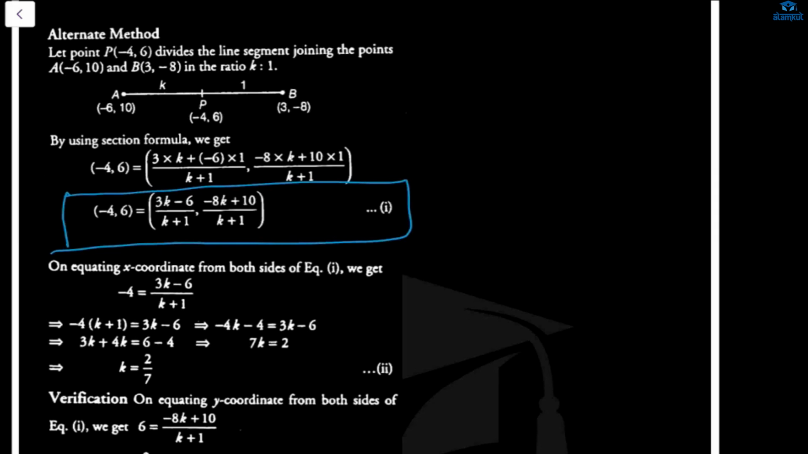Ma'am, which method is easier? Ma'am, I feel like this one is better than that one. See, whichever way you feel like, you can do it that way. If you want to do it in this way, the workload is the same only, okay? And in that way also the workload is the same only.